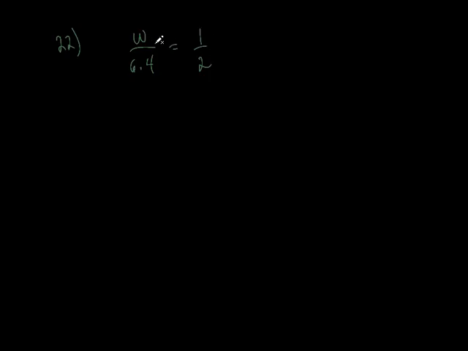So what we're going to do is, you could just multiply by 6.4, but I don't want to confuse you. We'll just do it like we normally do it. Let's just cross multiply. So it's 2 times W equals this right here, 6.4 times 1. Well, that's easy. That's just 6.4.